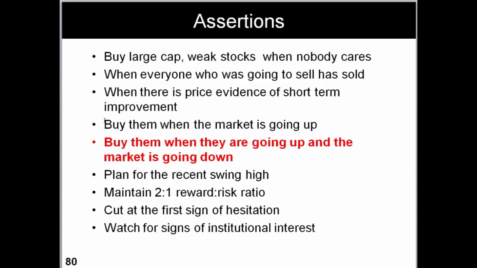I put an affirmation on it and asserted that, well then, what I should be trying to do would be to buy weak large cap stocks in weak sectors when nobody cares about them anymore, when everyone who is going to sell has sold, when there is price evidence of short-term improvement. I should buy them when the market is going up, and I should even buy them if they're going up like that and the market itself is going down. I should plan for the most recent swing high as a reward to risk ratio of 2 to 1. Nothing in my belief system allows me to suspend the importance of that.